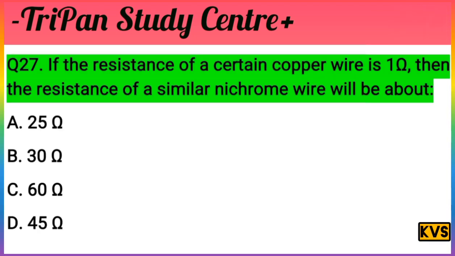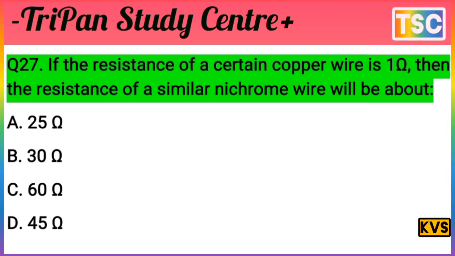Now the next question arrives. If the resistance of a certain copper wire is 1 ohm, then the resistance of a similar nichrome wire will be about: A, 25 ohm; B, 30 ohm; C, 60 ohm; D, 45 ohm. The question is clear, but first of all, write the correct answer in your notebook.